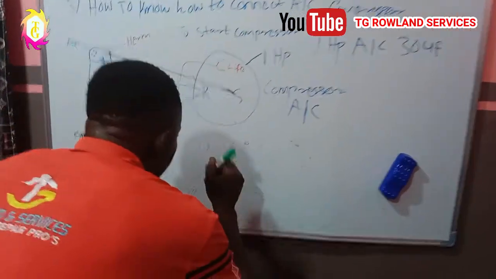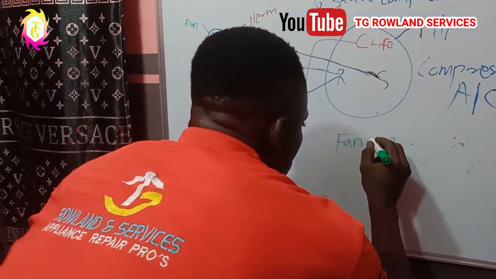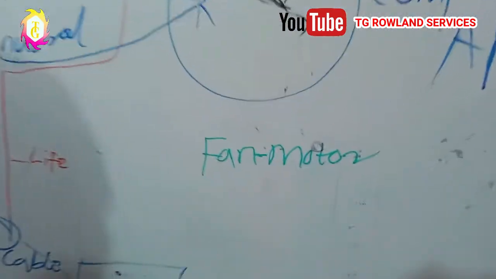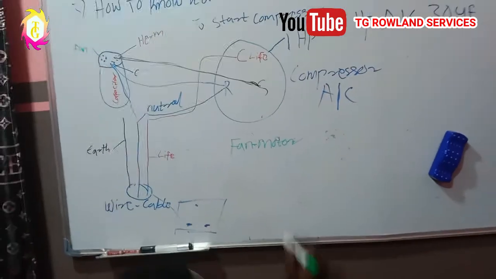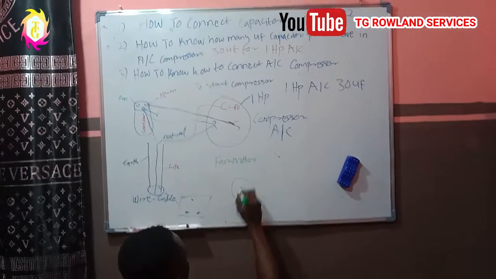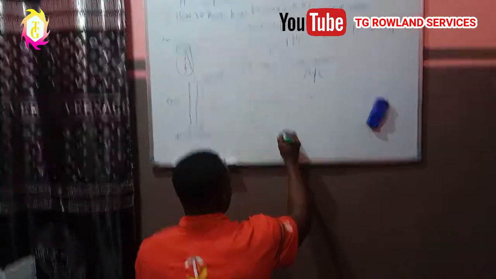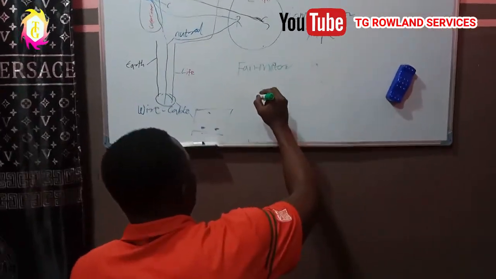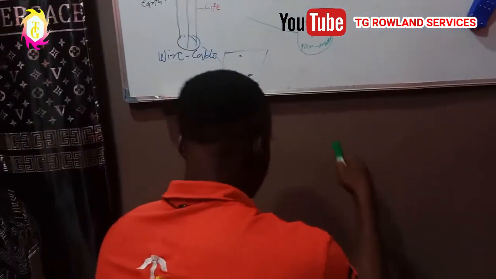All right, this is a fan motor. Can you see what is on the board? Yes, how to connect a fan motor. Okay, let's say this is the motor. In a fan motor, you see a wire like this. In this wire, you see three wires.